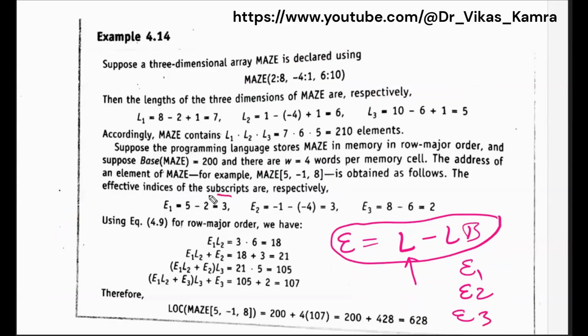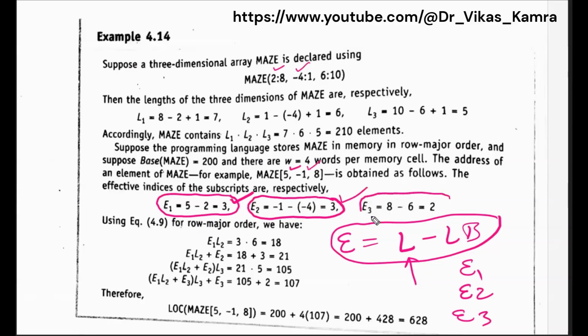So now you can see here E1 is equal to 5 minus 2, which is equal to 3. Here 5 is the location of the row and its lower bound is 2. So 5 minus 2 becomes 3. Similarly, for the column part, effective index has the same formula. The location is given as minus 1 here and its lower bound is minus 4. So minus 1 minus minus 4 becomes 3.